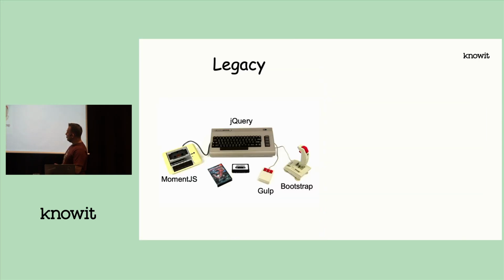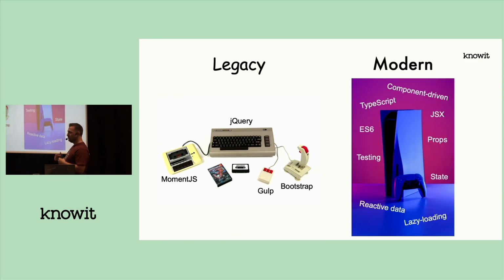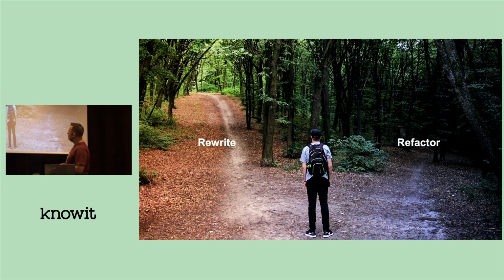So this is where you are right now, and this is where you really want to go, but there's quite a long gap between these. So how do you get from this legacy to this more modern approach? I think there are two ways. You could go the refactor path, or you could go the rewrite path.